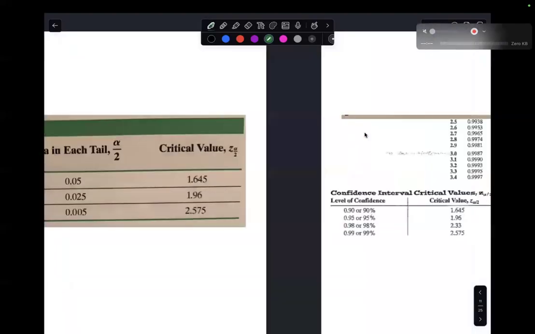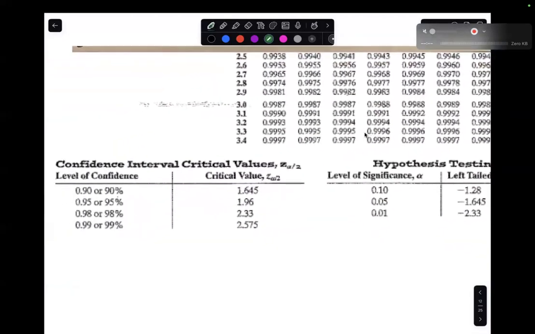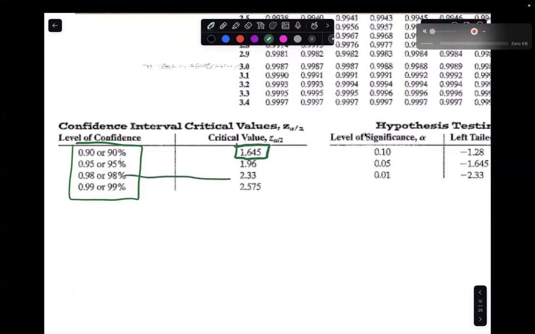So I'm going to go to the one at the bottom of your Z table, on that front page. This is the usual critical values. These are the ones you're going to see the most. You're going to see your levels of confidence right here. If they say I'm 90% confident, your critical value, your z alpha divided by 2, is 1.645. If they say we're 98% confident, then you're going to use 2.33 for your critical value. So it's really nice. These are all right here.